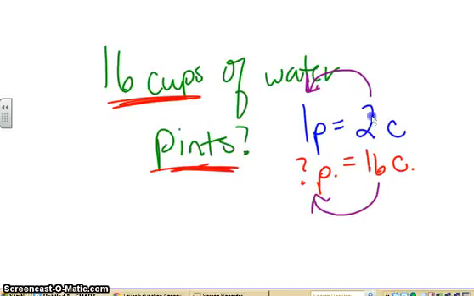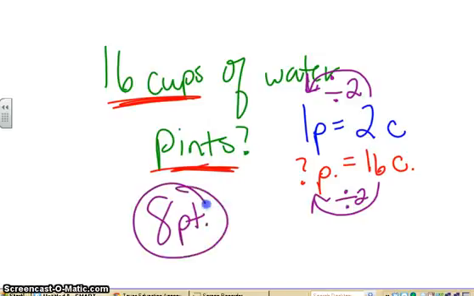So you notice that we're going from a 2 down to a 1. Well, we can only use multiplication and division. Which operation will take things smaller? It won't be multiplying, it'll be dividing. So I know I have to divide this 2 by something to get 1. Well, how do we make a number equal 1? We divide it by itself. So 2 divided by 2 equals 1. Whatever I do to the top, I have to do to the bottom. So I have to divide by what down here? 2. So we know that 16 divided by 2 is 8. So I know that there are 8 pints in 16 cups.